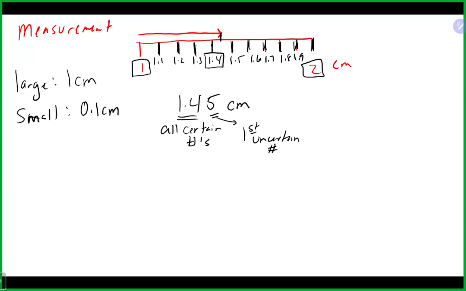And remember the importance of recording a measurement where you record all the certain numbers plus the first uncertain number. That's important because that is basically what significant figures are.